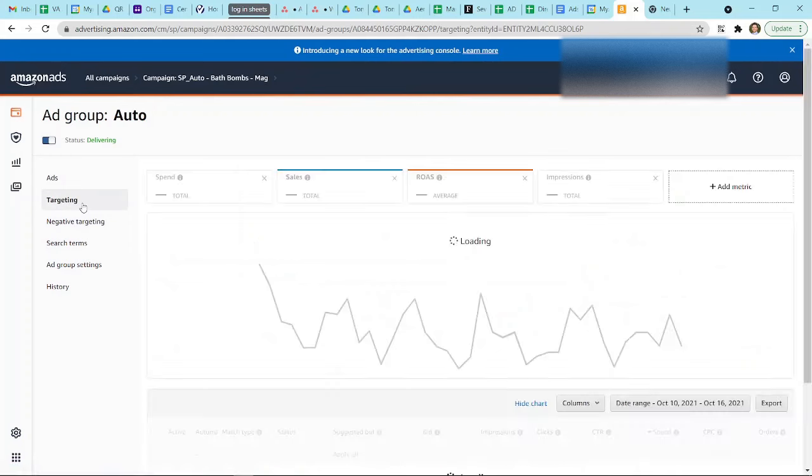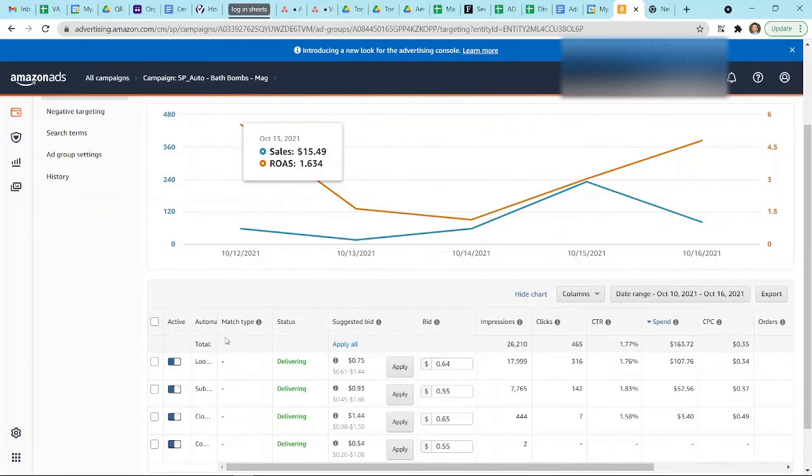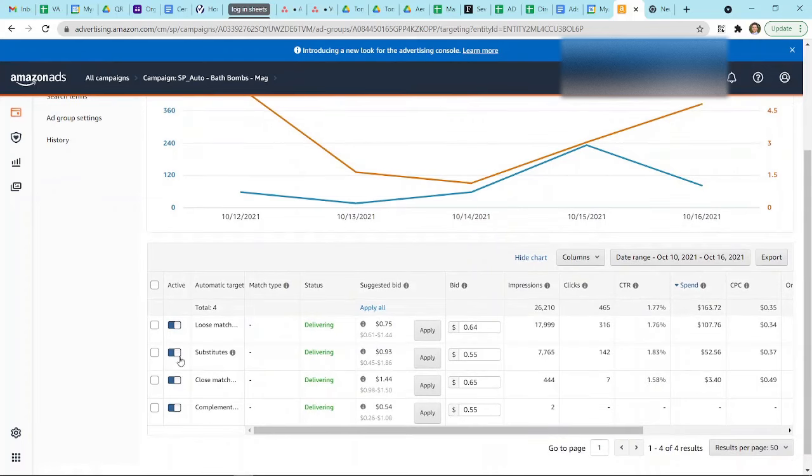So then I'm going to look at targeting. Right, and with auto campaigns, basically what we're looking at is I just want to see what type of targets, right? Loose match, substitute, close match, and complement. That's just a fancy way of saying auto keyword targets or auto product targets, right?